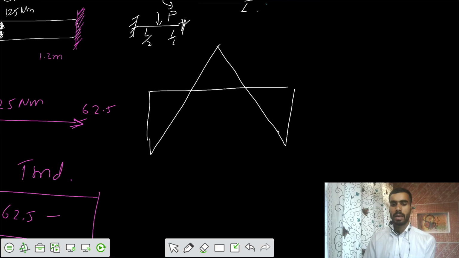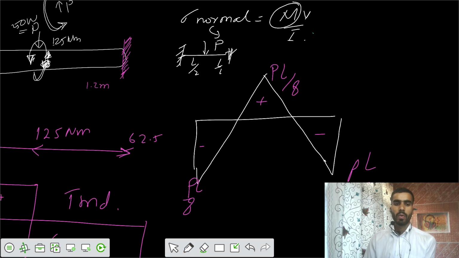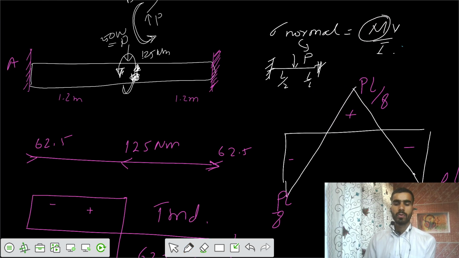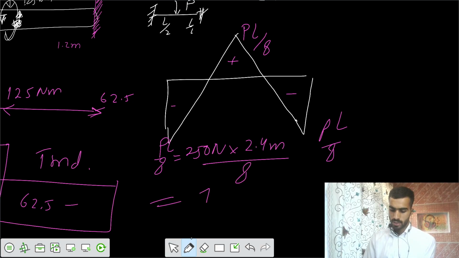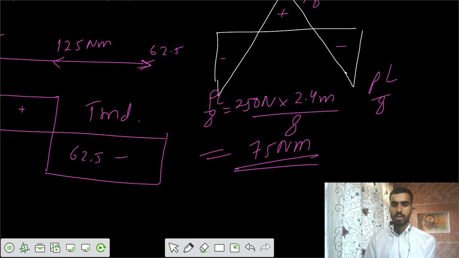That is PL by 8 at each of the corners, and PL by 8 at the center, and this is negative, positive, negative. So the value of P here would be equal to 250 Newton. 250 Newton into length of 2.4 meter, divided by 8, equals 75 Newton meter. And you got this value of M.